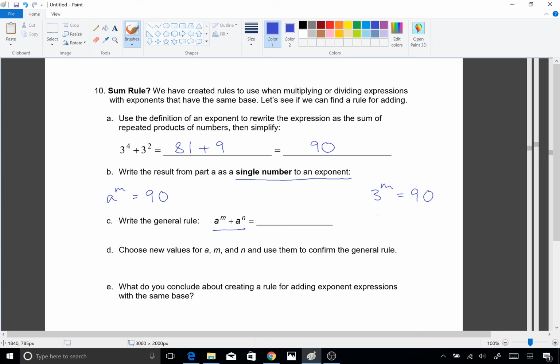That's not going to be an integer for one thing, because 3 squared is 9, 3 cubed is 27, 3 to the fourth is 81, and then 3 to the fifth is going to be 243. So there actually is no rule for sums of exponents like this. This was a trick question.